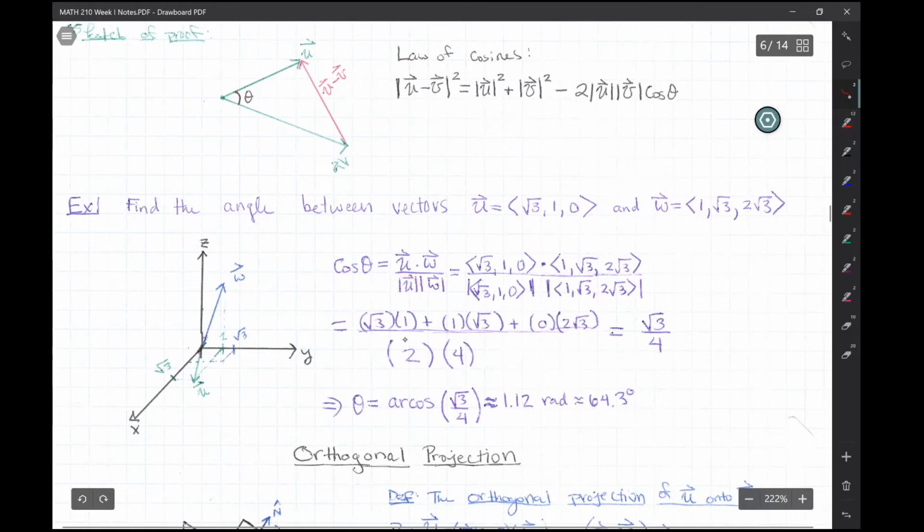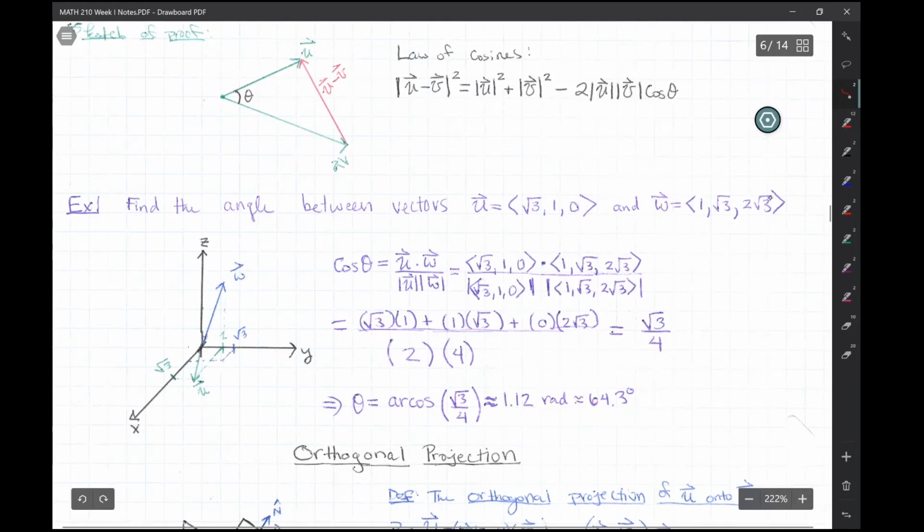The magnitude of u is 2. And we've talked about magnitudes a lot. You just take this and square it, plus this squared, and then square root. You should get a 2. And the magnitude of w is 4. You could compute that with the formula. And you get square root of 3 over 4. Now, that's what cosine theta is. If we want the angle, we take arc cos of what the cosine theta is, and we would get that it's approximately 1.12 radians, or 64.3 degrees.